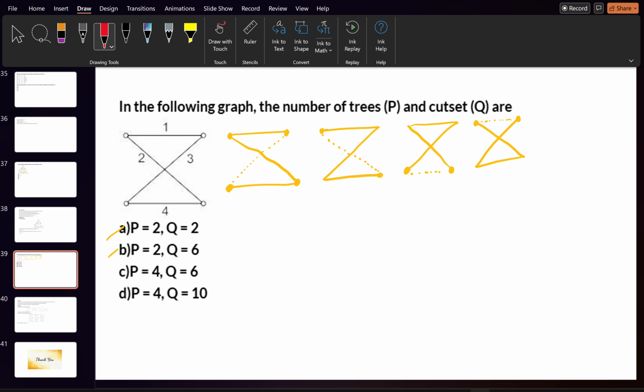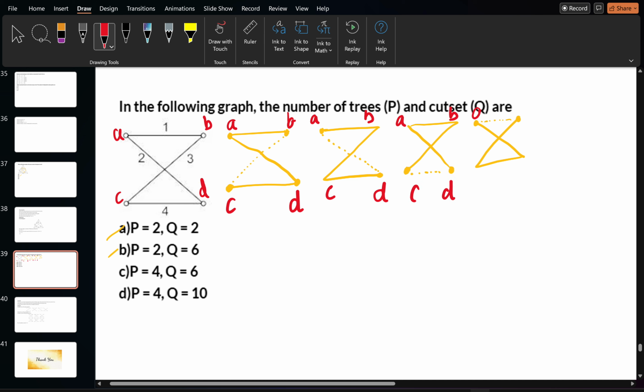So let me see how many cut sets are possible. Suppose this is A node, B node, C node, and D node. Suppose this is the B node, A node, C node, D node. Here also A, B, C, D. Here also A, B, C, D. Okay, let's move to the first part, first tree.